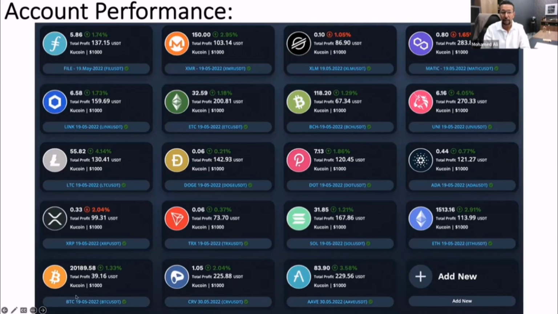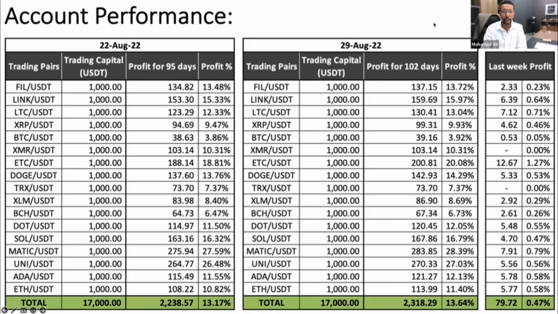So I'm considering only the ones that started on 19th of May so that we can compare apples to apples. Now, this is the summary of the results. This is last week of 22nd of August. As we stated last week, there is not much movement in the market. However, it still made some profit. The profit is low, but at least it's a profit. It's not just stayed quiet.